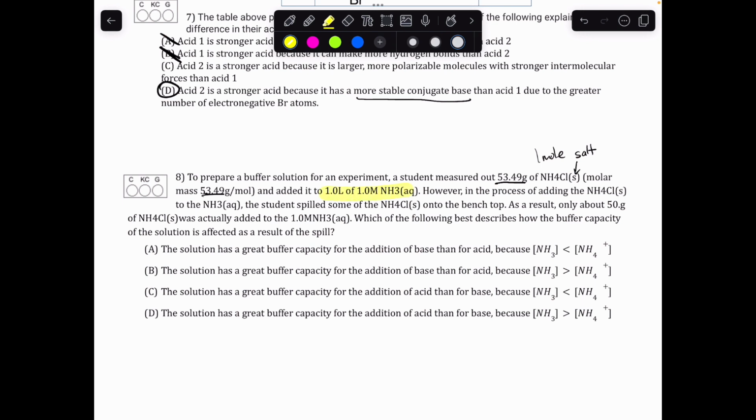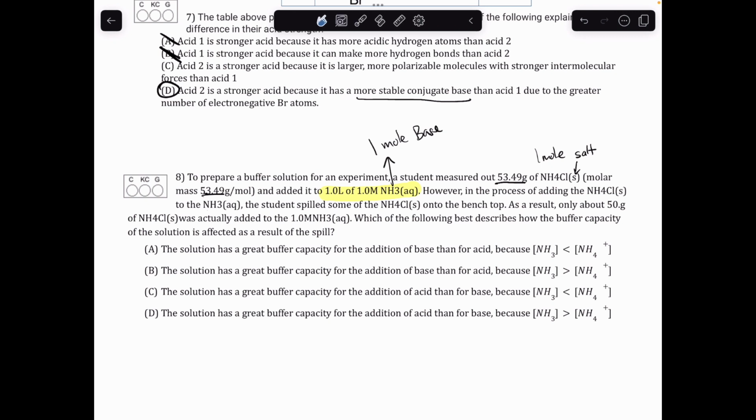of a 1 molar of NH3, which is a base. And so I have 1 mole of base. So we're adding, to make our buffer, we have a 1-to-1 ratio. However, in the process of adding the salt to the NH3, the student spilled some of the salt on the bench top. So we have less, right? So some of it went on the bench top, and as a result, only about 50 were added to the base.